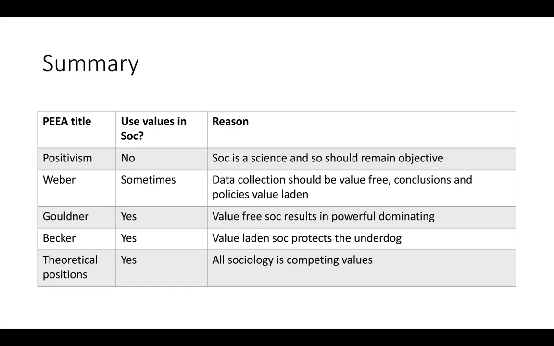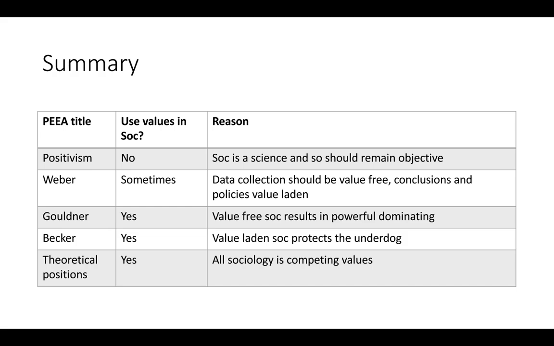Okay, so let's summarise what we've done here. We've gathered together 4 main PEELs with a final 5th one on theoretical positions if you need it. Positivist use of values in sociology, no. Sociology should be objective. Weber, sometimes. Data collection value-free, but all the conclusions and policies are value-laden. Gouldner, yes, we should use our values, because otherwise value-free sociology results in the domination of the powerful. Becker, yes, we should use our values, because value-laden sociology protects the underdog. If you use your values, you can protect those weak members. And theoretical positions, yes, because all sociology is competing values.